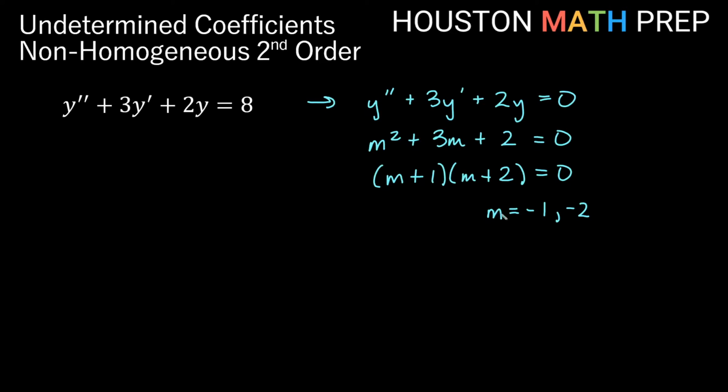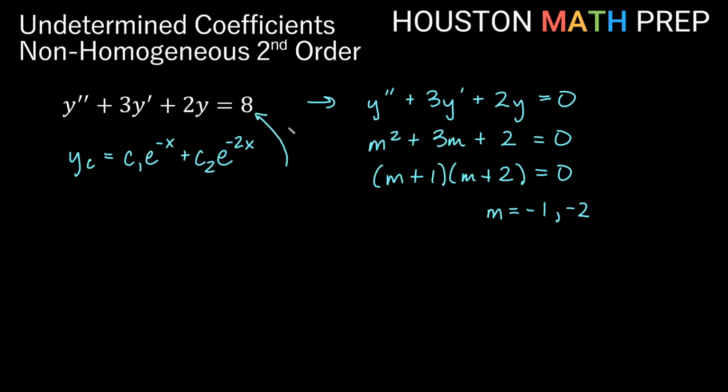And remember from our homogeneous constant coefficients video, that tells us then that our complementary function is going to be c1 e to the -1x, or just -x, plus c2 times e to the second m value -2x. So this is our complementary function. And again, because we have the same left-hand side for each of our examples in this video, we're always going to have this same complementary function, at least in this video.